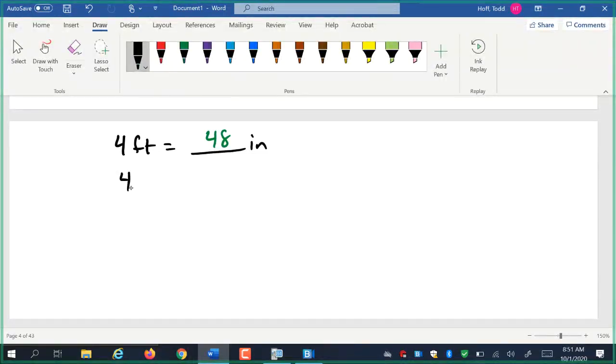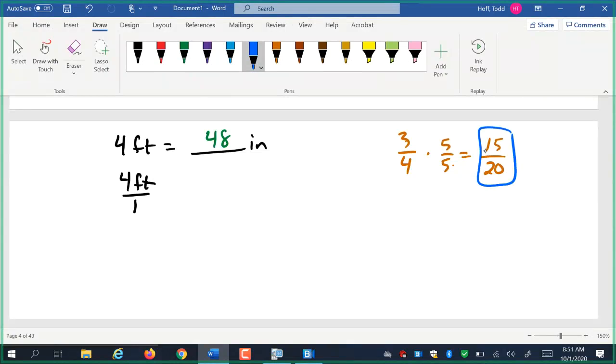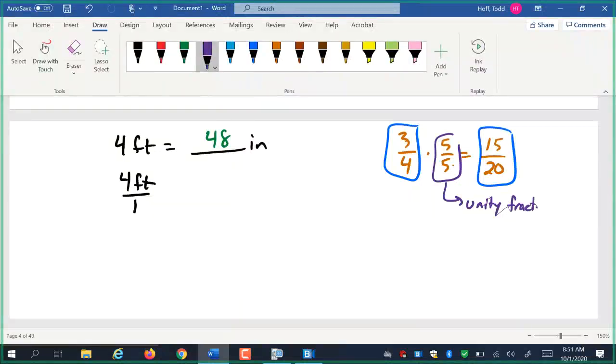If we didn't know that, the way we would actually go about that conversion is we would make the 4 feet into a fraction. We'd put it over 1. Now, if you recall, when we were actually working with fractions, when I had 3/4, I could multiply by 5 over 5. 3 times 5 would be 15. 4 times 5 would be 20. And it would give me an equivalent fraction. 15/20 is exactly the same value as 3/4. This 5 over 5 is what we call the unity fraction. It equals 1 because the numerator and the denominator have the exact same value.